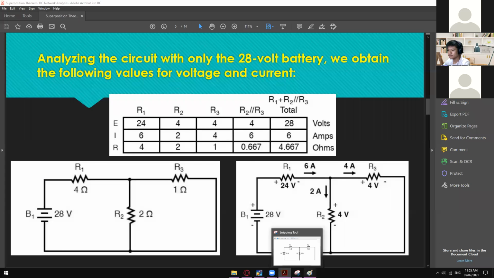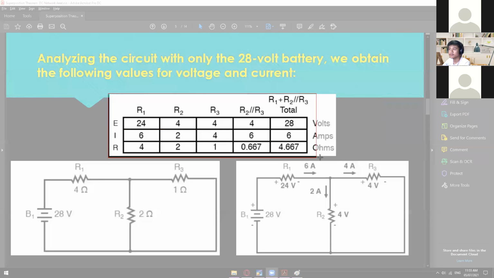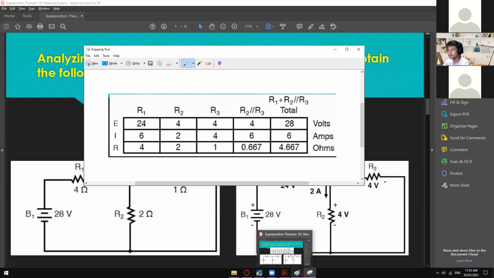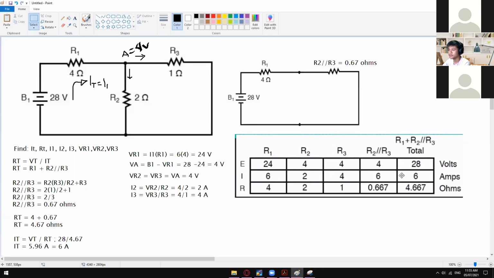So in here we can now compare this one. Let's try to compare this one with our answers. Let's start with the voltages. Here's the total voltage, the voltage across R2 and R3, the voltage across R3 and R2, and then the voltage across R1. And then for the current, we have the total current as 6 amps, and then the current across R2 and R3, the current across R3, the current across R2, and then the current across R1.